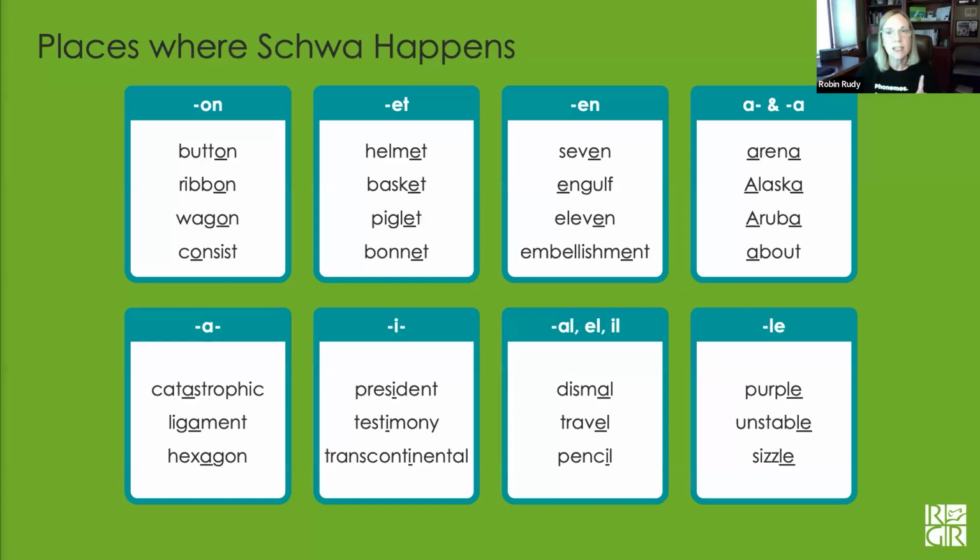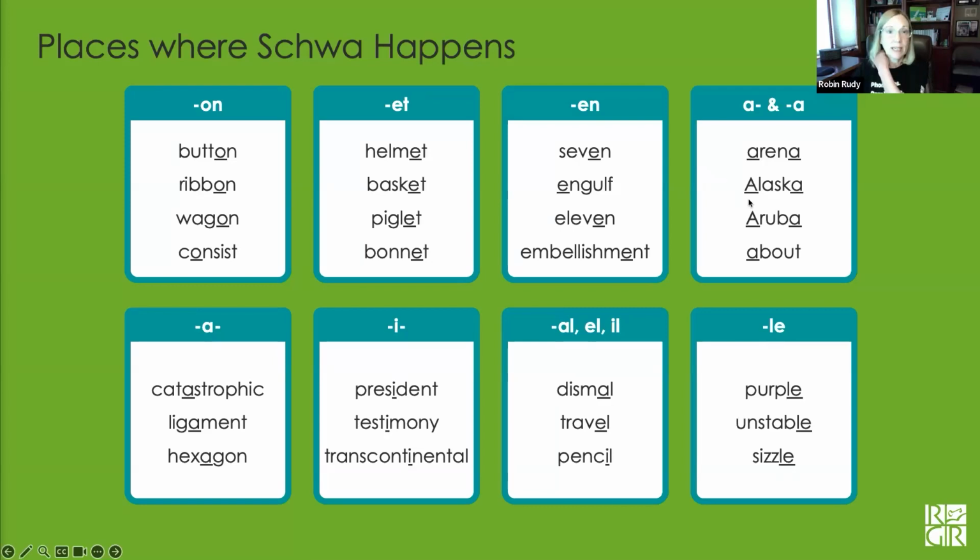Look at these combinations of O-N, E-T, and E-N. You can sort of put these together and go in your head and say, oh, I get a lazy vowel sound when I see that O-N, that E-T, or E-N. We don't say button, we say button. We don't say helmet, we say helmet, and so on. So these are very prevalent places where they happen.